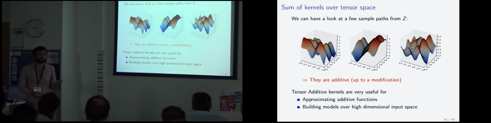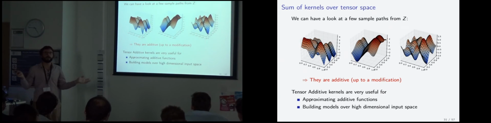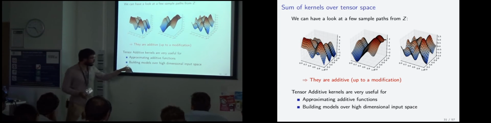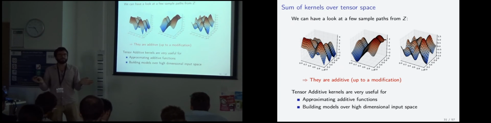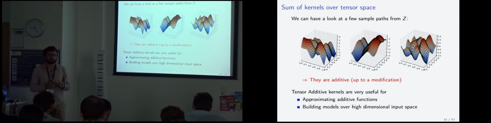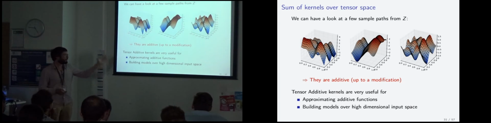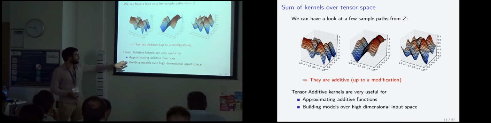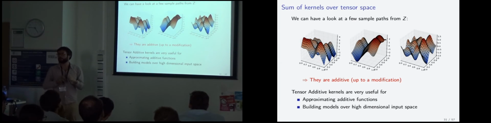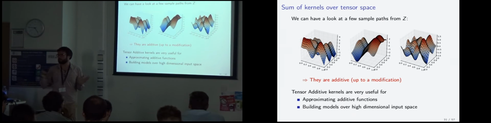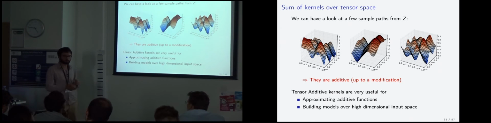Of course, what I just said is that these kinds of kernels are very interesting if you want to approximate additive functions. They are also interesting if you want to make models in very high input spaces, because additive models are quite robust to increasing the dimension of the input space. There's a whole theory about the GAM, generalized additive models, and you can do generalized additive models with Gaussian processes just by taking sums of kernels, and that can be very helpful in high dimension.